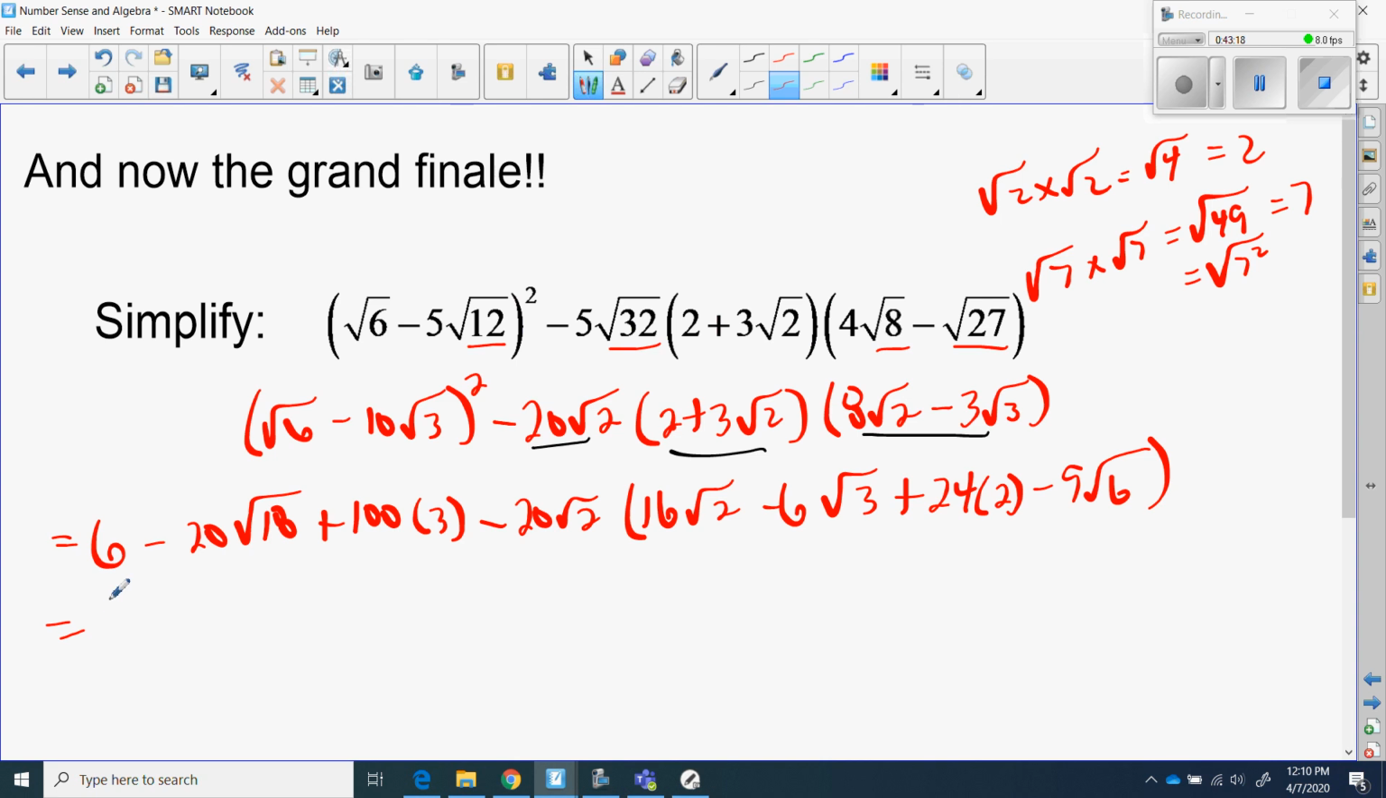So we've got 6 minus, we can reduce this if we want now just to save us from doing it later. So this is 9 times 2. The square root of 9 is 3. So that's 60 radical 2. 100 times 3 is 300. Okay, now this needs to distribute in all of these.